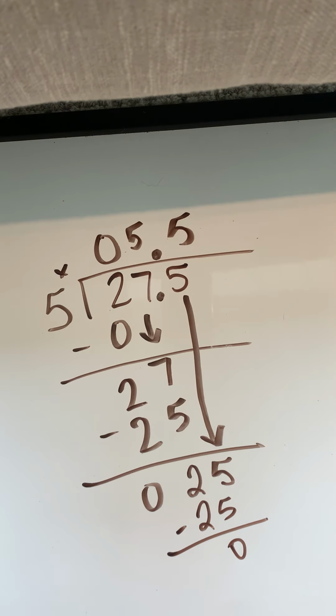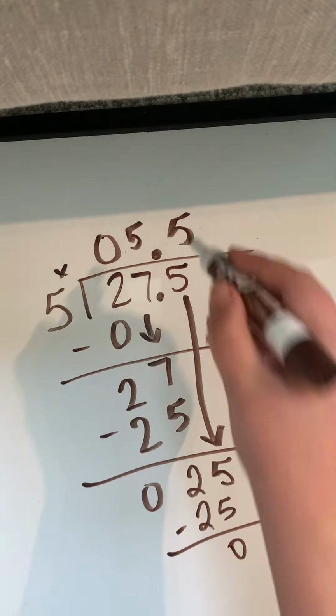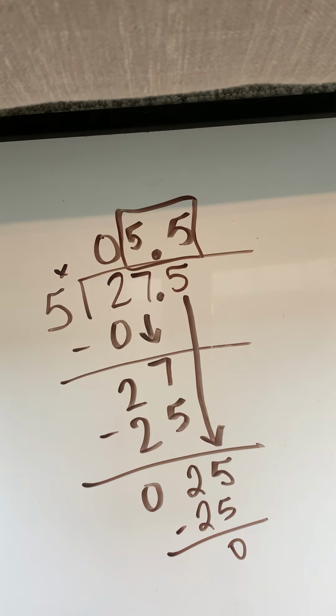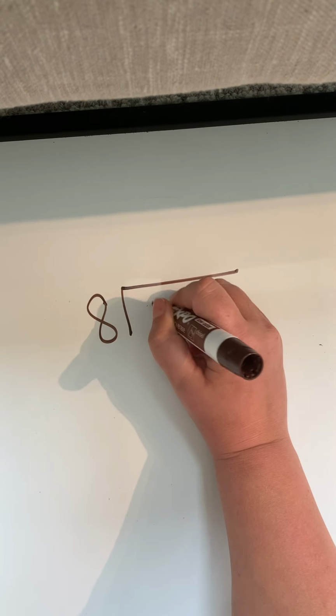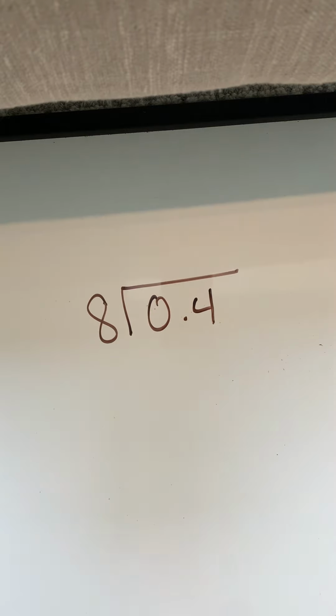Okay, did I get all the way down to 0? Yes. Do I have any remainders, Madison? No. So this is going to be my answer. 5.5 or 5 ones and 5 tenths. Okay, let's go ahead and do the next one together. So we have 8 and 0.4. Go ahead and pause the video.